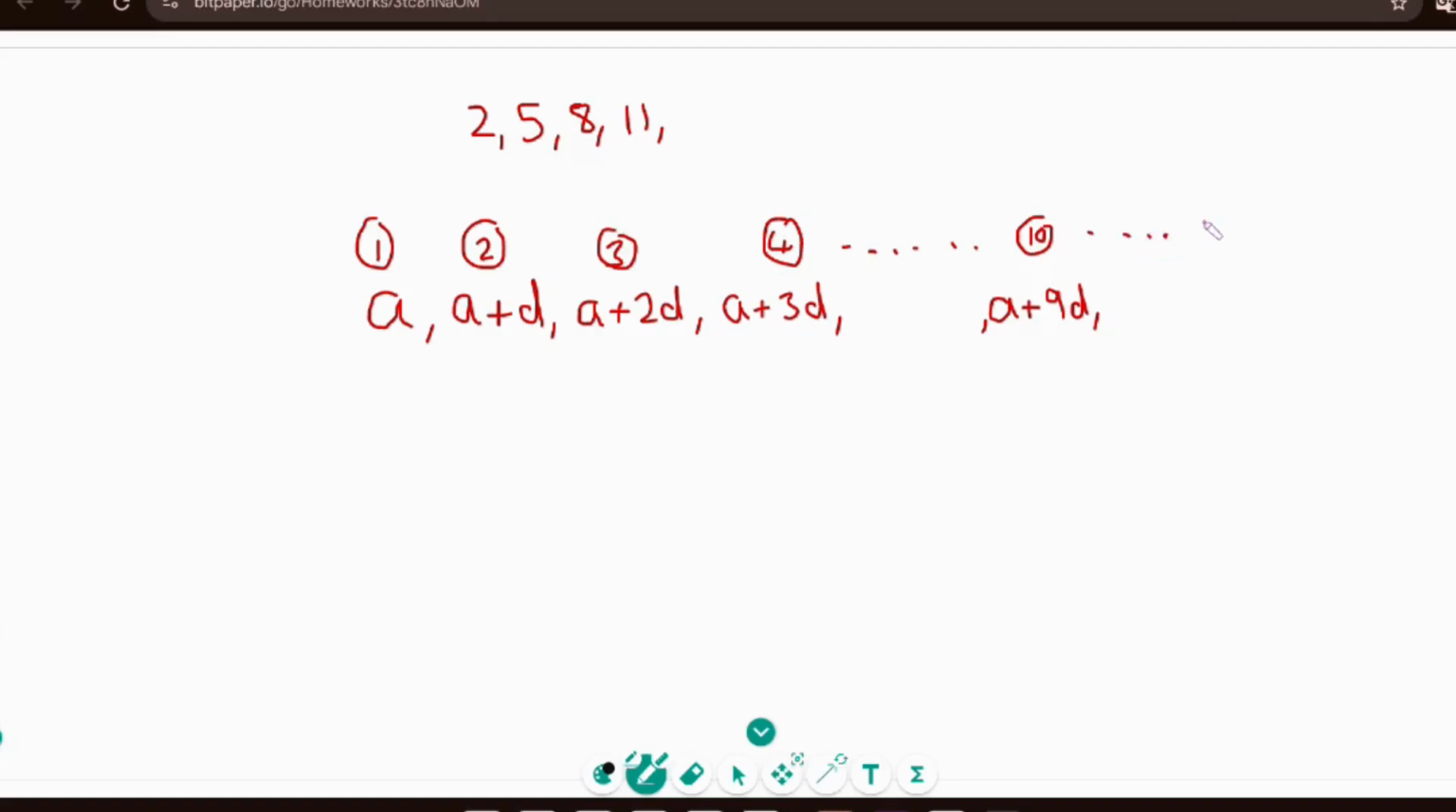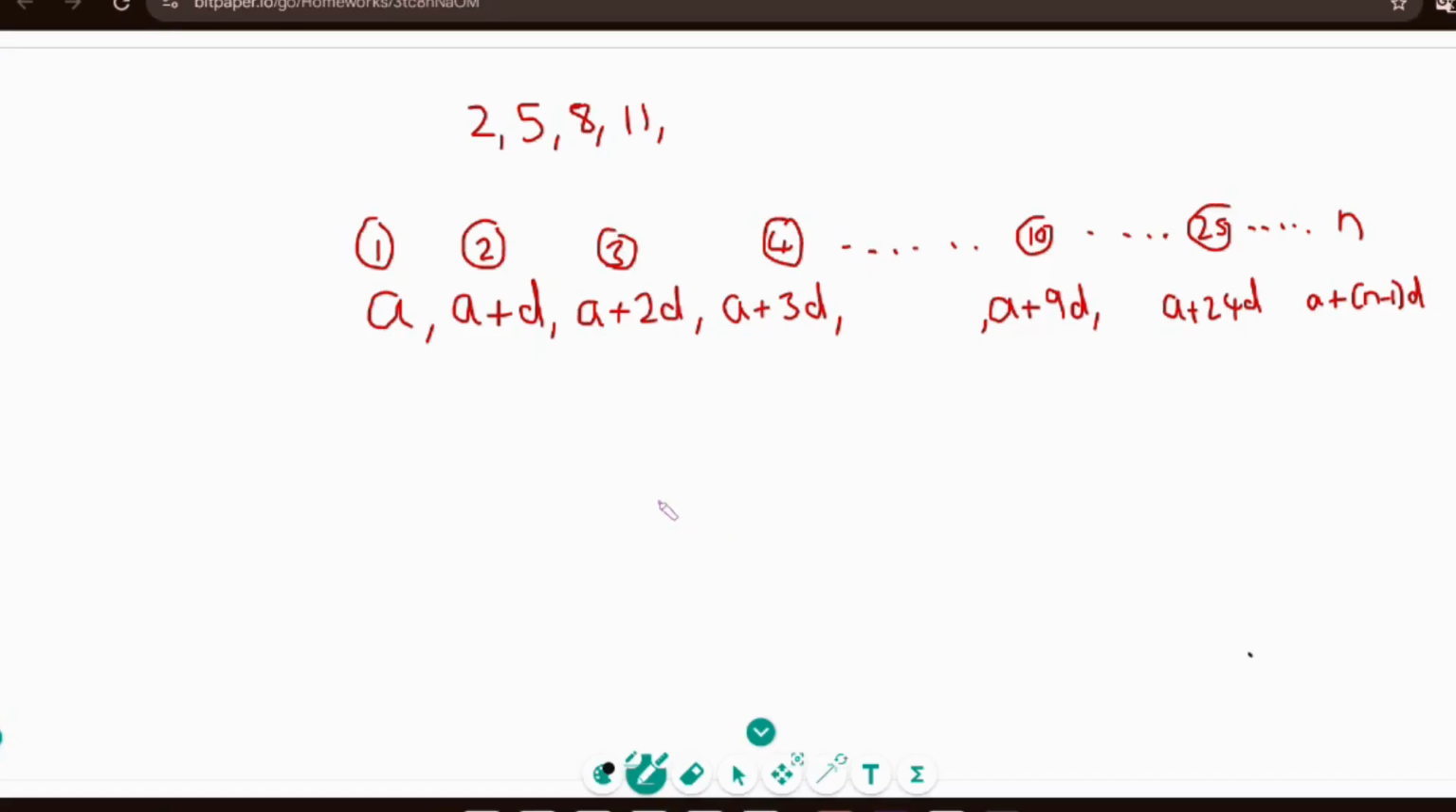What would the 25th term be? It will be A plus 24D, because it's the first term plus 24 differences. And the nth term, we already had a look at this in the first recording of this topic, is A plus n minus 1 D. Because it's the first term plus the number of differences, which is one less than the position of the term, if that makes sense.